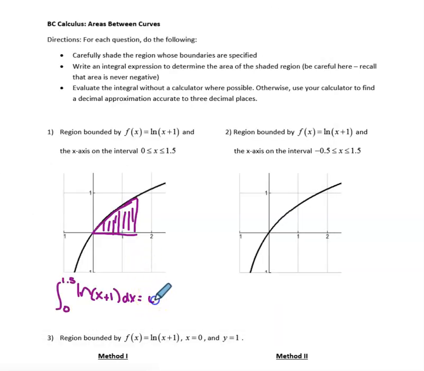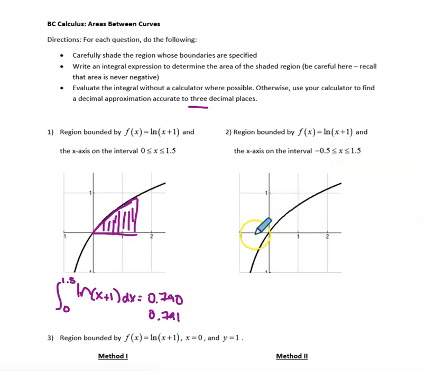The answer here is 0.790 or 0.791 because you're allowed to either round, which would be the 791, or you're allowed to truncate, which would be the 790. Remember that you do need 3 decimal place accuracy for everything in AP Calculus. So this was a fairly straightforward problem because the integral was equal to the area because this region is entirely above the x-axis.